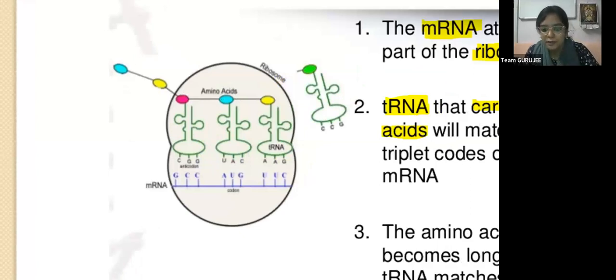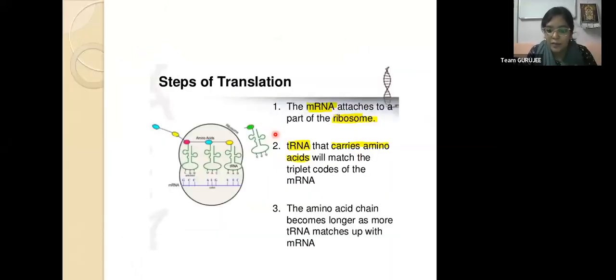So this is the second point. The third point will be that the amino acid chains become longer. So that's what I told. Longer means it will produce the whole polypeptide chain or protein.